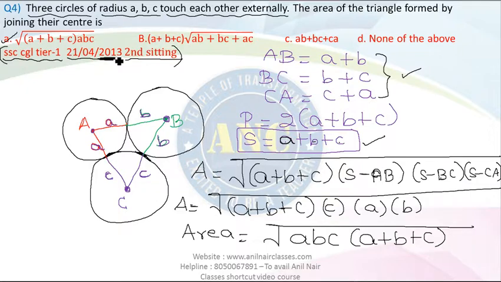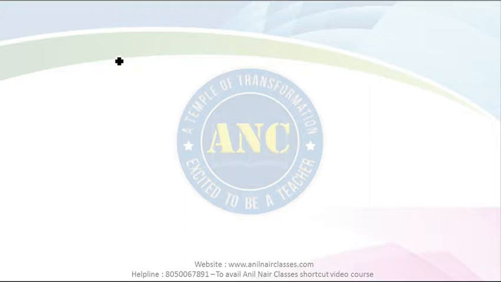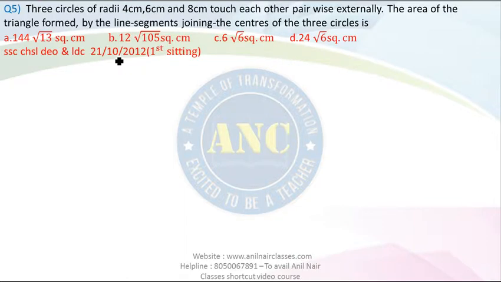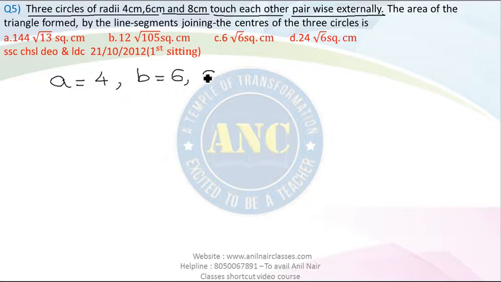Shall we solve another question of similar type, sir? Definitely yes. In the fourth question, values of a, b, c were not given. Let me take the fifth question, which is exactly similar to the fourth question, where the values of a, b, c are given. That means 3 circles of radii 4, 6 and 8 centimeter touch each other pairwise externally. That means a value is 4, b value is 6, c value is 8. I hope I am making sense for you, right?